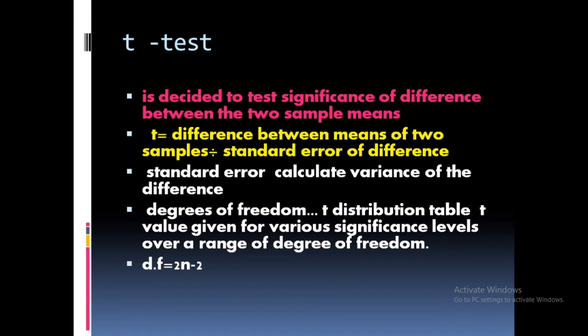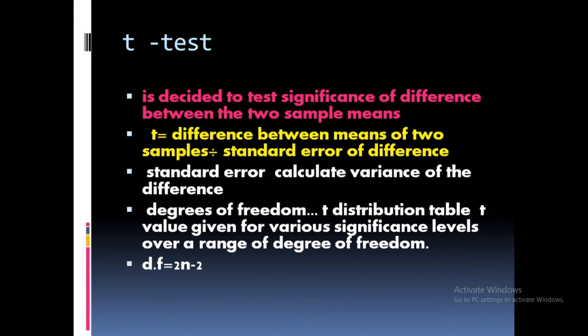Actually, in our mind there will not be any difference because they are all from the same population. In order to test whether there is a significant difference between two sample means, we use the t-test. So we have to calculate it. What is the equation for that? Difference between the means of two samples divided by the standard error of the difference.